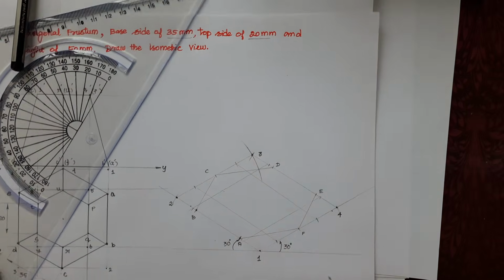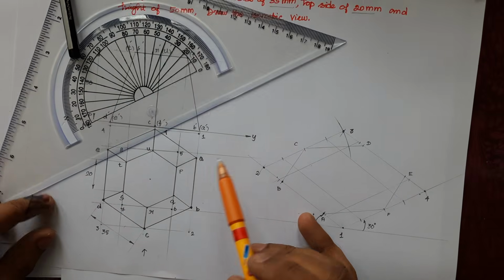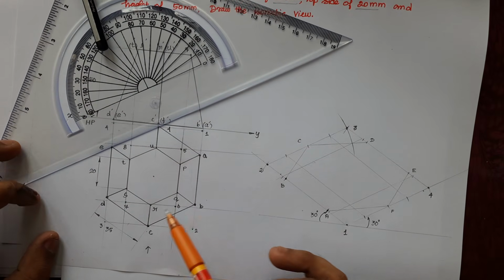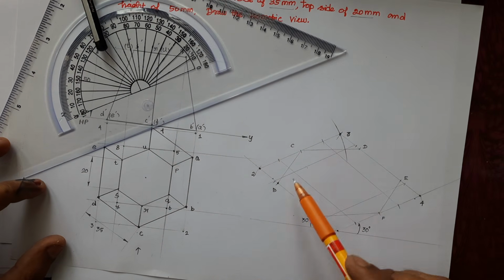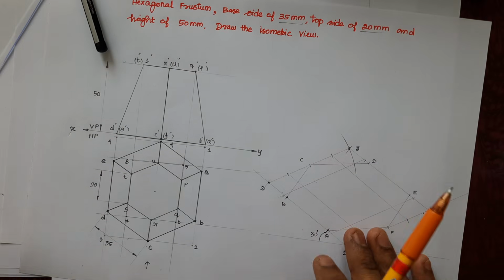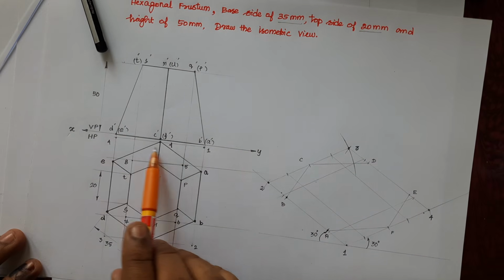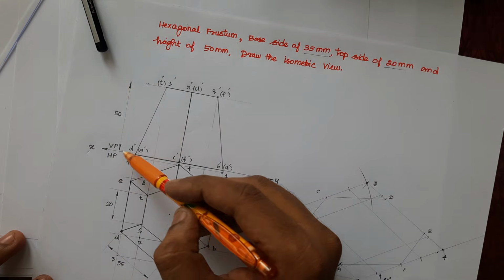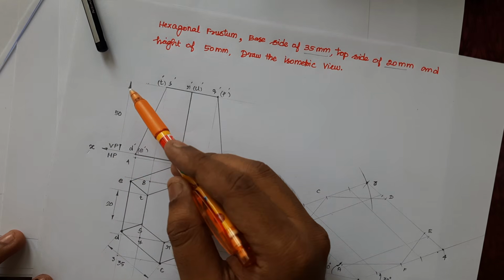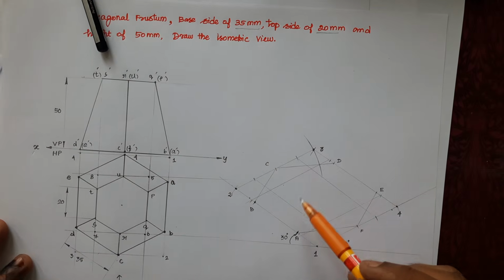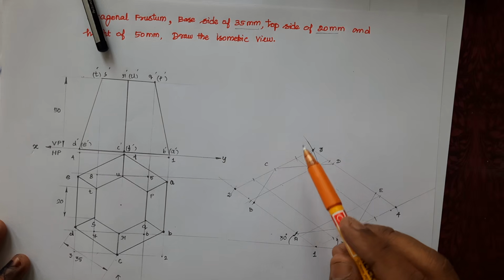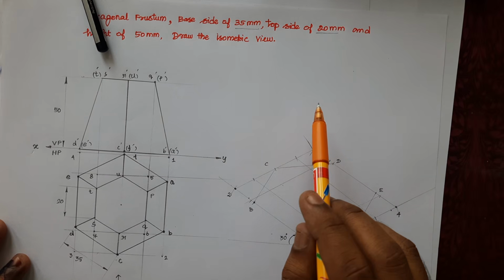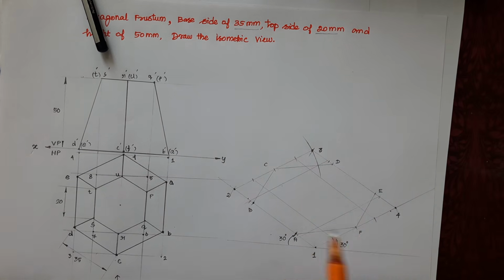Okay, now the smaller rectangle which covers the 20 mm hexagon is not at the base. The base has the 35 mm hexagon and the top has the 20 mm hexagon. The top is 50 mm above. So from the base we need to draw a 50 mm line, and above the 50 mm we need to draw the hexagon.